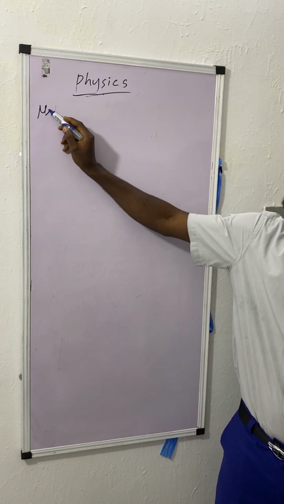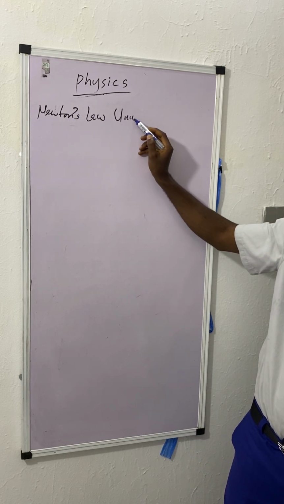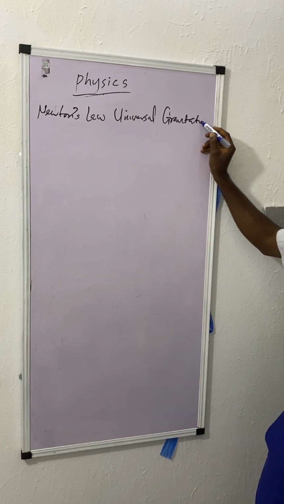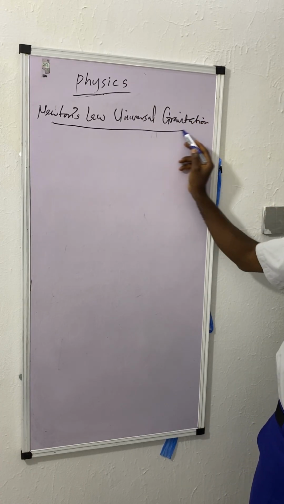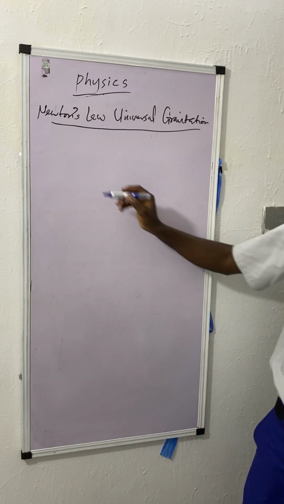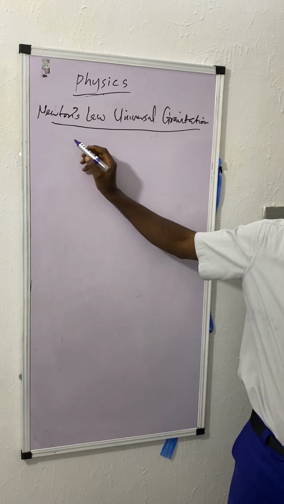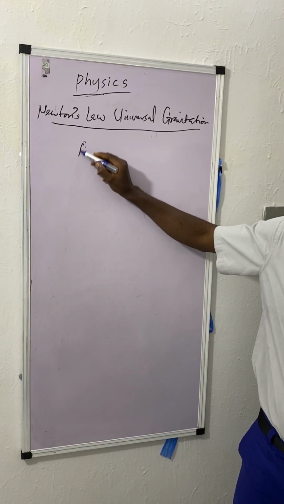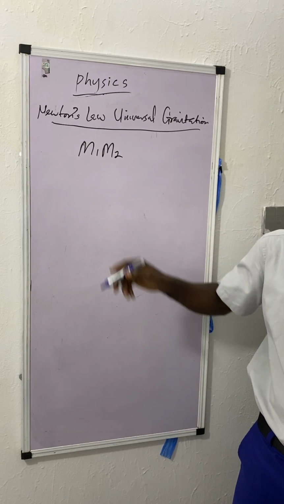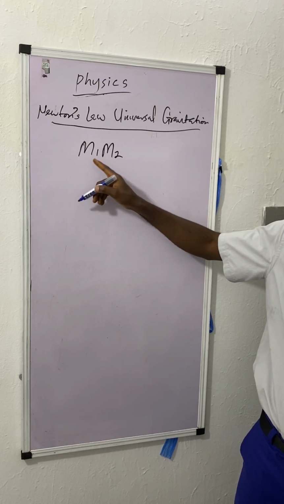Now let's quickly look at Newton's law of universal gravitation. It applies to the entire universe. It states that the force of attraction between two masses, written as M1 and M2, is directly proportional to the product of their masses.